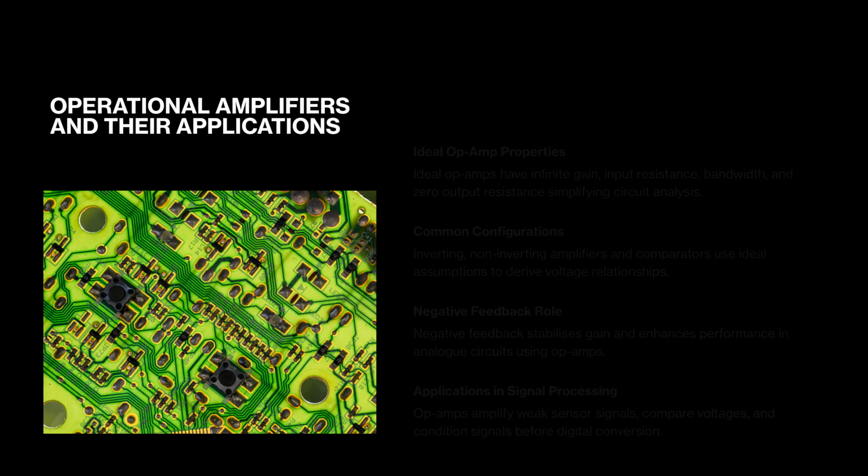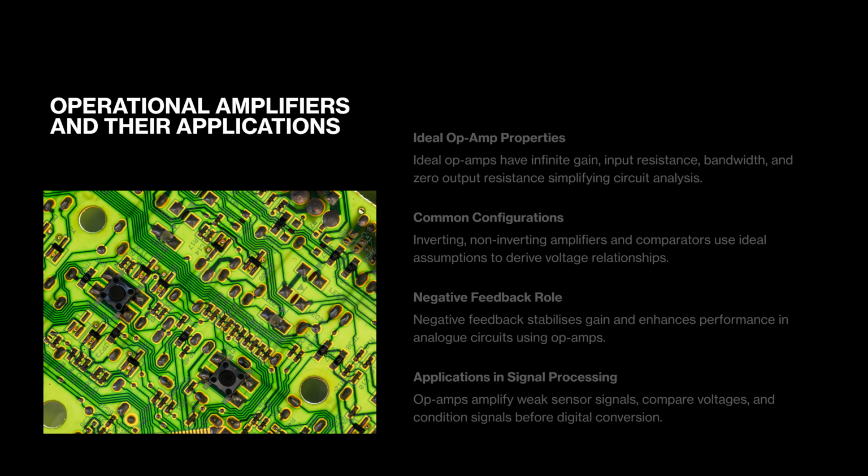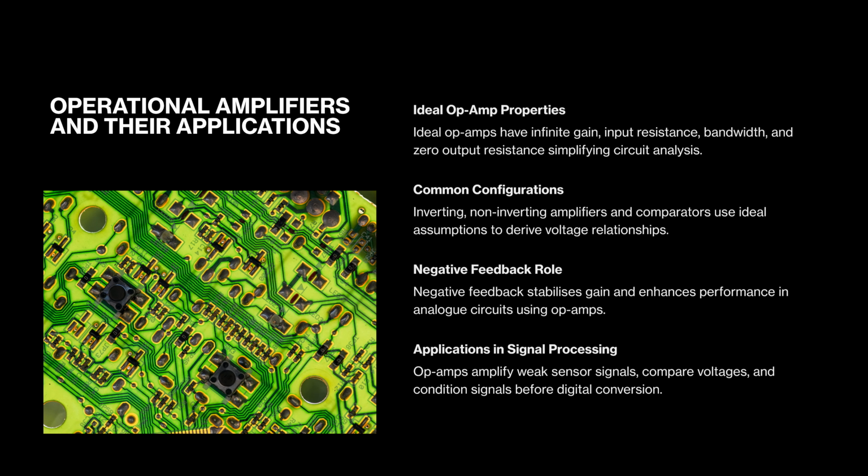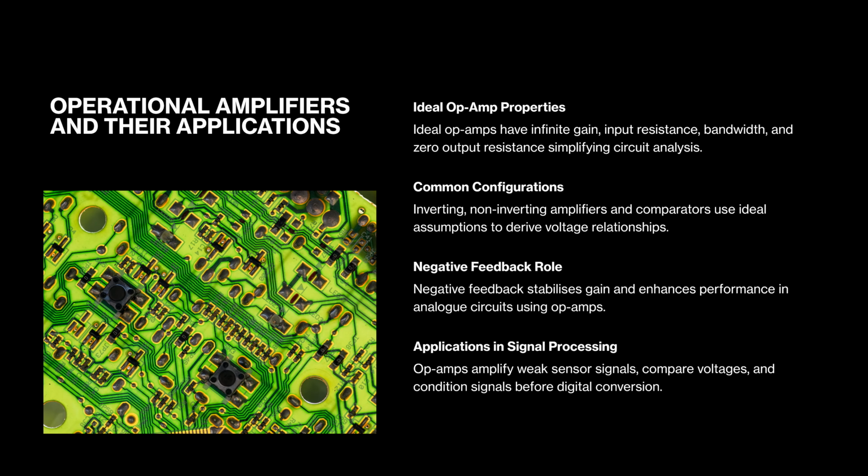Operational amplifiers and their applications, digital logic, processing, and data communications. Operational amplifiers, or op-amps, are high-gain voltage amplifiers used extensively in analog electronics. These assumptions simplify circuit analysis and are used to derive relationships in common configurations such as inverting and non-inverting amplifiers and comparators. Op-amps are used to amplify weak sensor signals, compare voltages, and perform signal conditioning before analog-to-digital conversion.